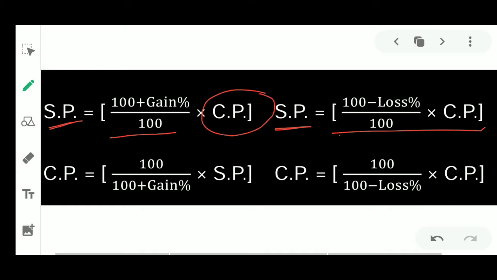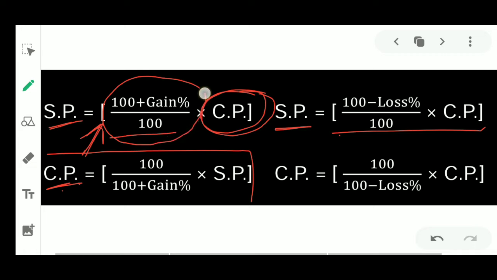And if you have to find out cost price, and selling price and gain percent are given, in that case the formula for cost price is 100 by (100 plus gain percent) multiplied by SP. This formula we have derived from the above formula. If we keep cost price on one side, then the other side would be the reciprocal of this, that is 100 by (100 plus gain percent) multiplied by SP.